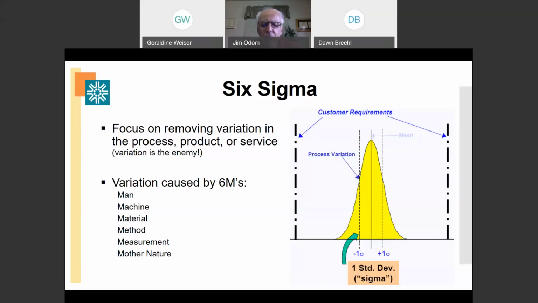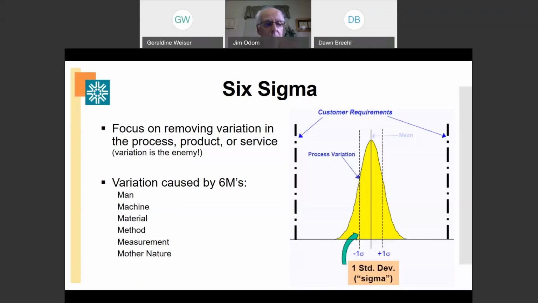Well, what causes all this variation? It's something called the 6 M's. The first M, and one of the biggest M's, is people. People create variation. That's the man in the 6 M's. Everybody has their own slightly different way of doing things, and so people contribute a lot to variation in processes.